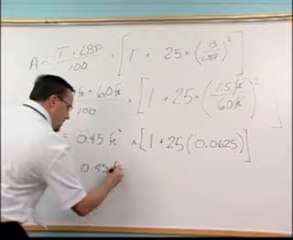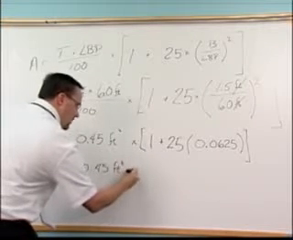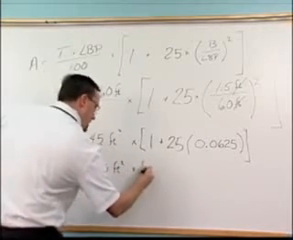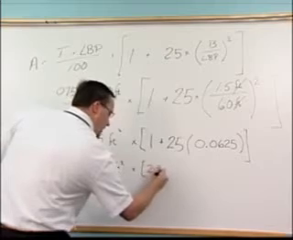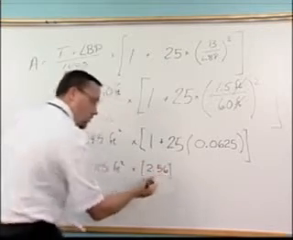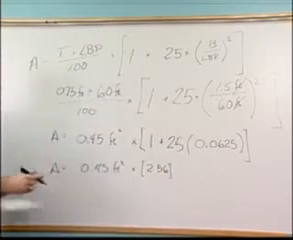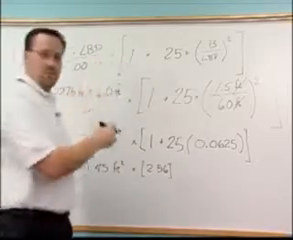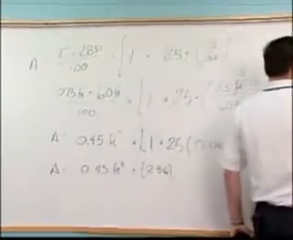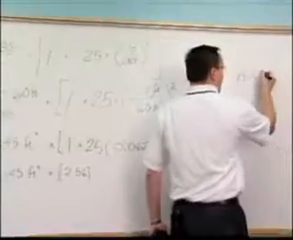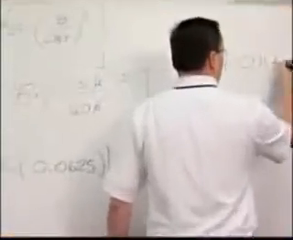0.45 feet squared times 2.56, no units, and the final answer will be an area, an area of 0.11 feet squared.